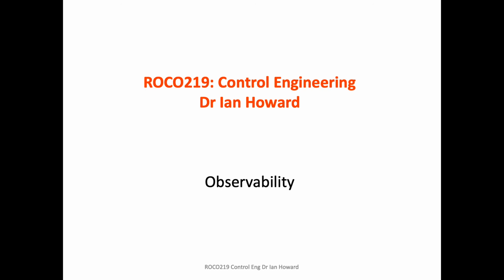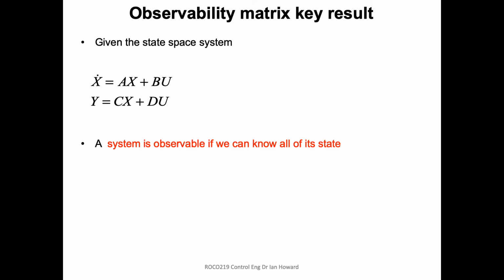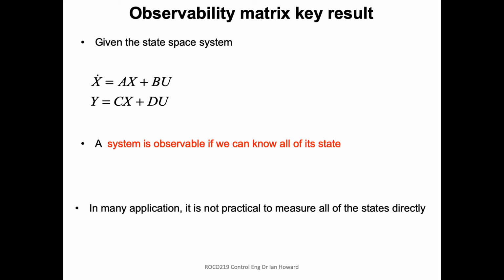Just like looking at controllability, the other thing we need to look at is observability, right? So what does that mean? Well, again, we look at our state space equations, x dot equals Ax plus Bu, y equals Cx plus Du. A system is observable, basically, if we can know all of its states. If we can look at the output and say, yes, we can work out what the states are. Now, in many applications, you can't necessarily do that anyway, and we'd have to use an observer, and that's something else we'll come to a little bit later on.